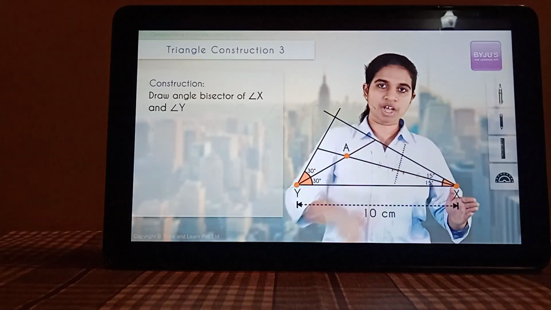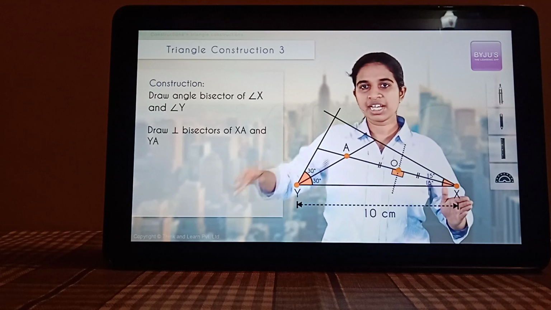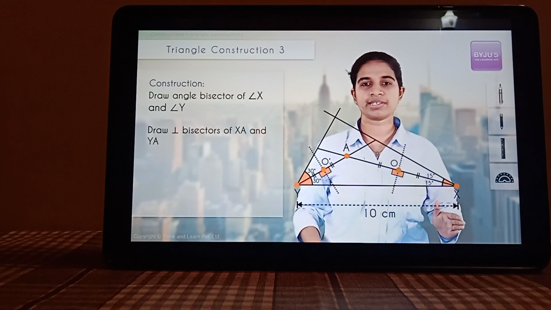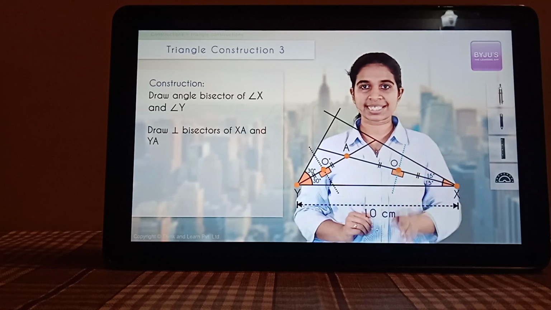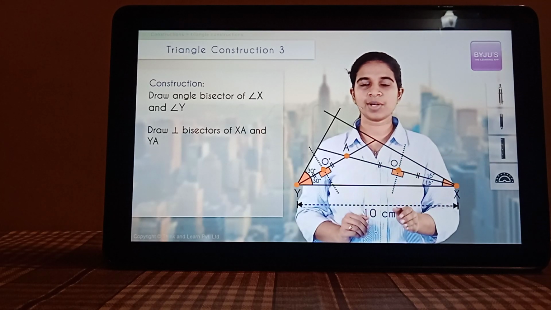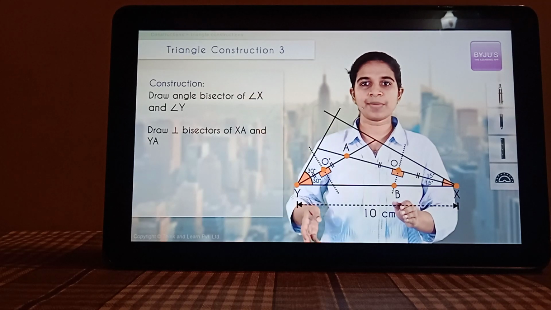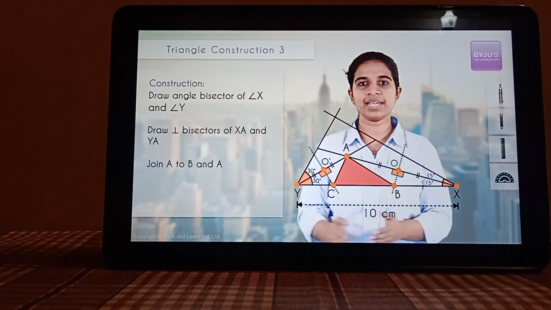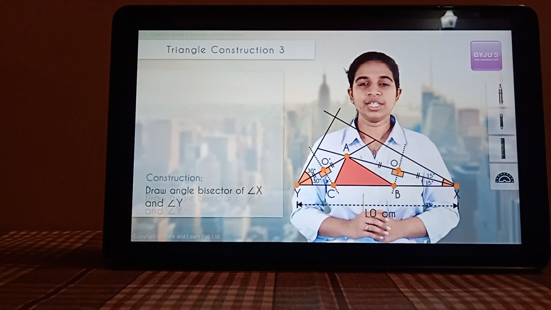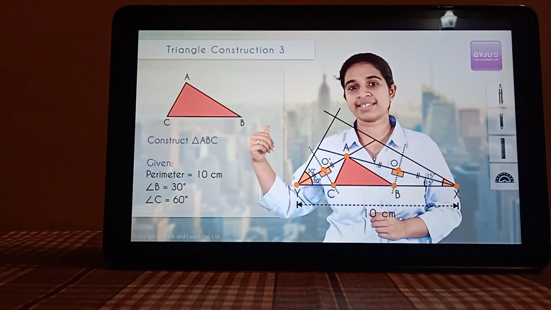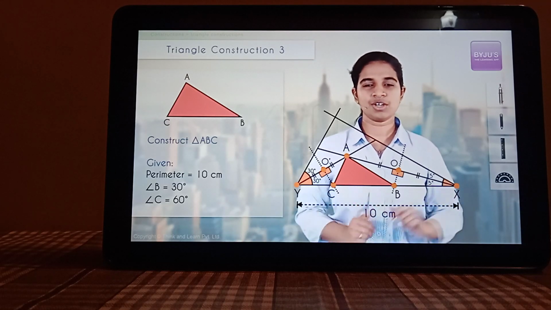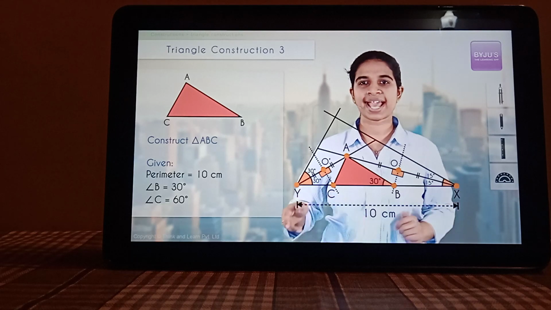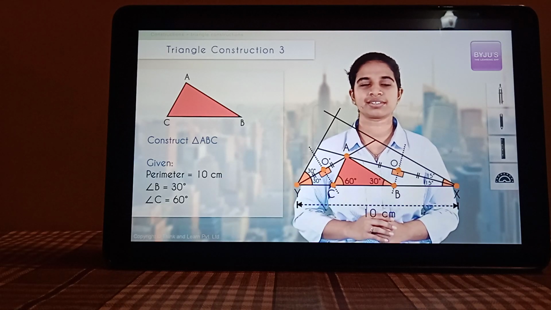Now, on this line segment XA, you need to draw the perpendicular bisector. Similarly, for YA, draw the perpendicular bisector. Now you have the triangle. Where the perpendicular bisector of XA meets XY, this is nothing but point B. Similarly, where the second perpendicular bisector meets XY, that is point C. Here you have your triangle ABC. The perimeter of this triangle will be equal to 10 centimeters, the same length XY as what you drew. Angle B will be 30 degrees and angle C will be 60 degrees.